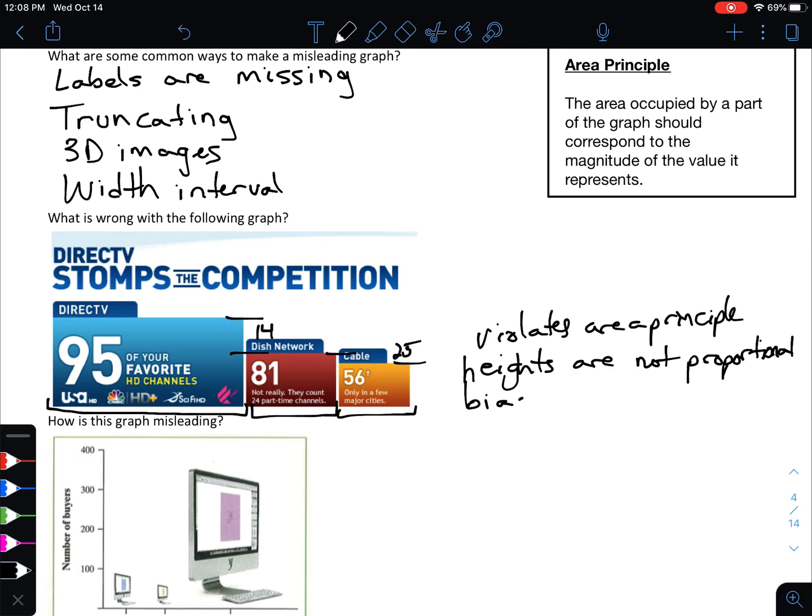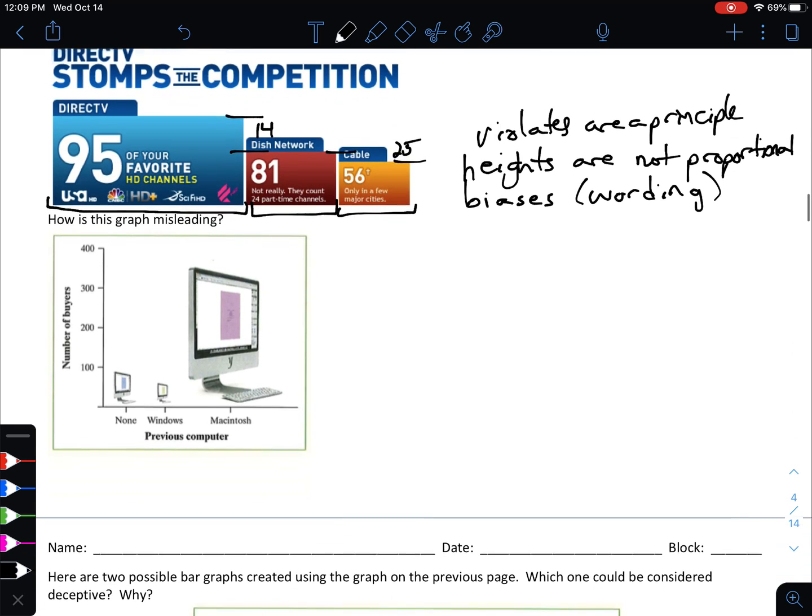And then obviously you've got some other biases that are skewing the data. So I'm just going to write biases here, especially the wording bias, where obviously they are trying to sell you on something. They're trying to make their graph look as though it's trying to sell DirecTV. So obviously they were not intending for this to be an unbiased graph by any means.